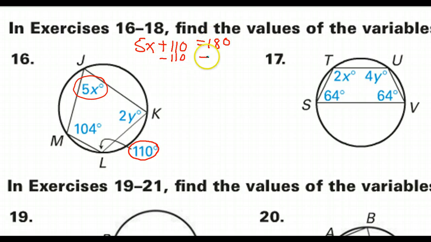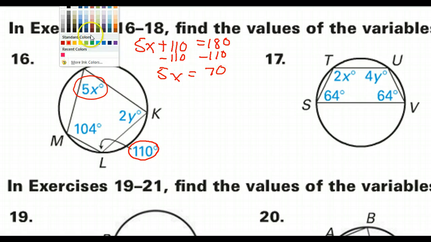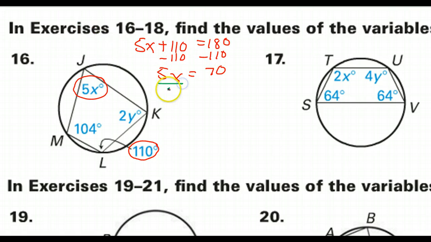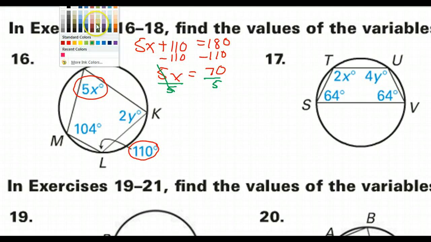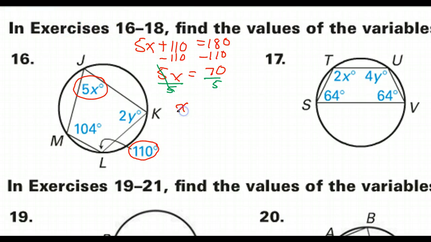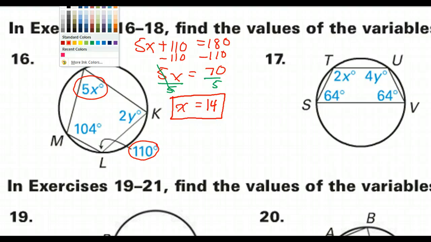So if I subtract 110 from both sides, that means 5x should equal 70. Then if I divide both sides by 5, that means that x should equal 14. Okay, so fine, x is 14. Now let's find y.